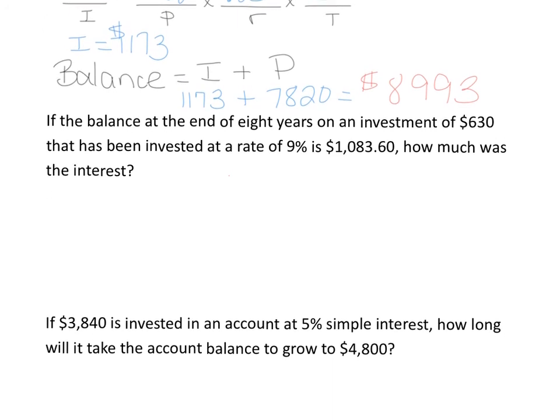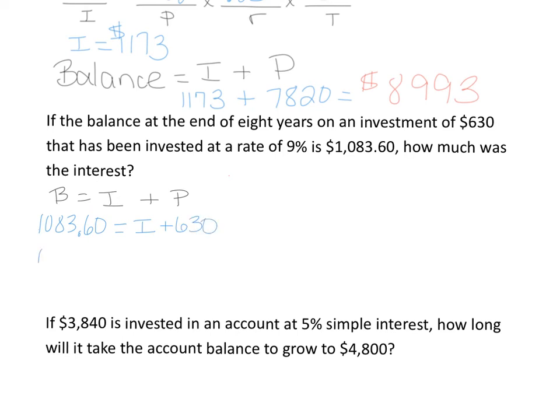Now let's take a look at the second one. If the balance at the end of 8 years on an investment of $630 that has been invested at a rate of 9% is $1,083.60, how much was the interest? So we just saw that balance equals interest plus principal. They told us that our balance is $1,083.60, and we don't know how much interest is, but the principal was $630.